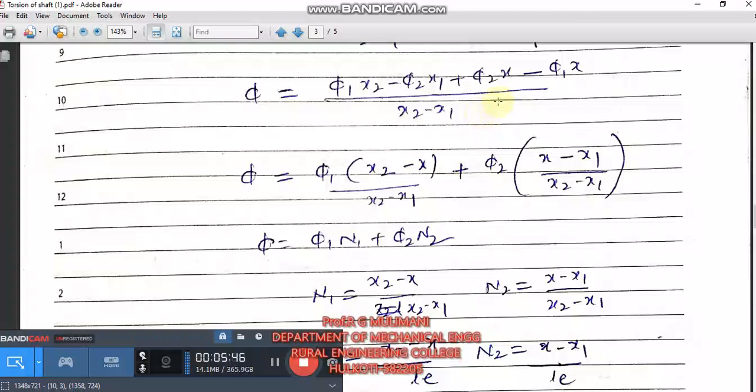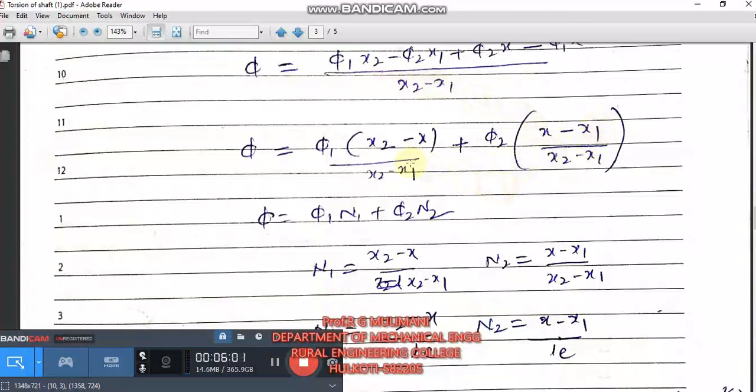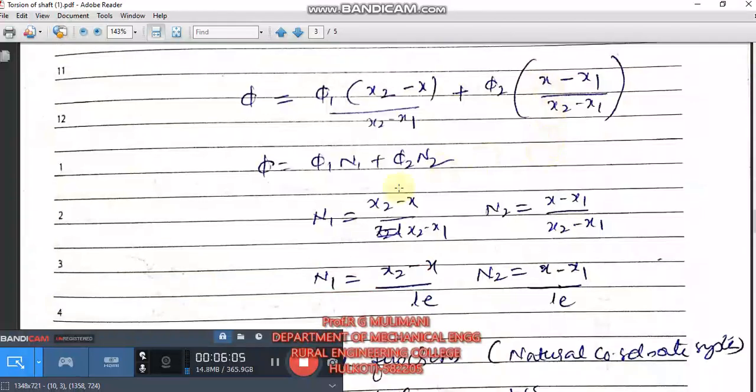In similar fashion, for the coefficient of phi 2, there are two phi 2 terms, phi 2 equal to minus x1 plus x, or in other words x minus x1, divided by x2 minus x1. So the coefficient of phi 1 is N1, and the coefficient of phi 2 is equal to N2.